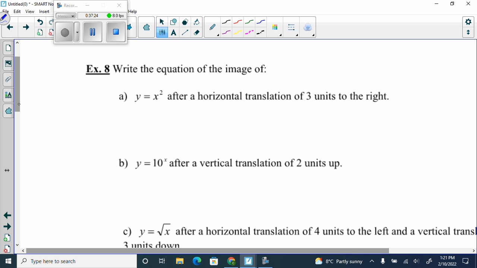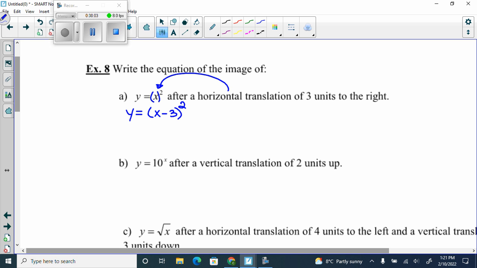Here it says, write an equation of the image of y equals x squared after horizontal translation 3 units to the right. Horizontal affects the what? The x. And when you go from transformation into equation, what does it do? Opposite. Yeah. So if we're going 3 to the right, and I'm putting it into my equation, I actually have to put in x minus 3. So I'm going to get y equals, in for my x, I'm going to put in x minus 3, and then squared.